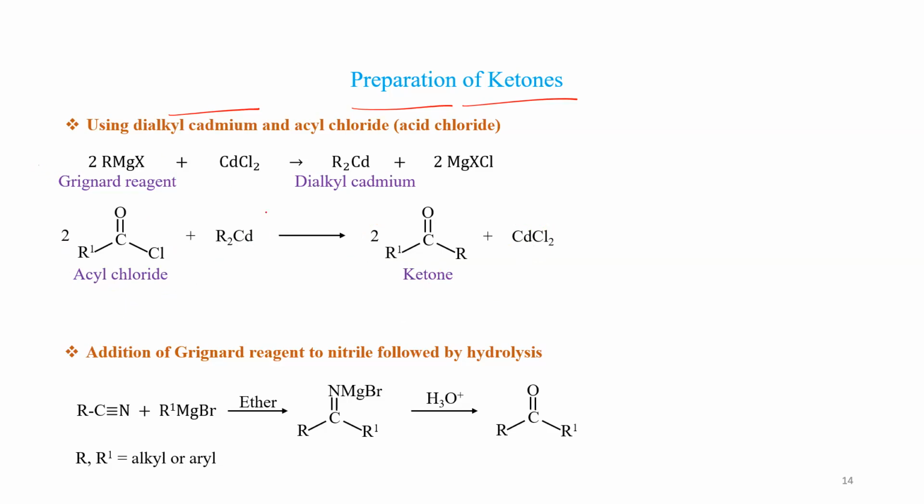Next, how to prepare this dialkyl cadmium? We can react Grignard reagent with cadmium chloride. The Grignard reagent can be alkyl magnesium halide or it can also be phenyl magnesium halide. Anything will do. R can be an alkyl group or aryl group. That is reacted with cadmium chloride, and we get dialkyl cadmium and the magnesium salt. So two equivalents of Grignard reagent with one equivalent of cadmium chloride will give one equivalent of dialkyl cadmium and two equivalents of the magnesium salt.